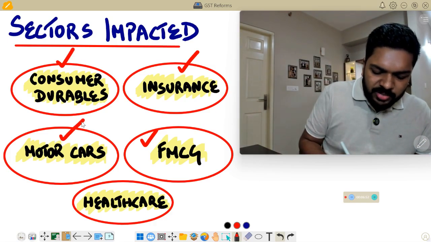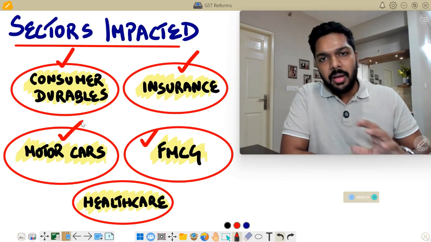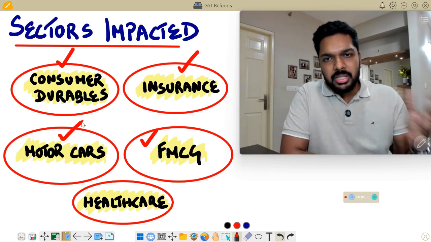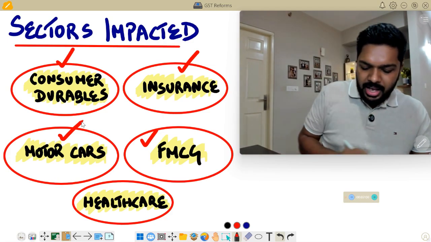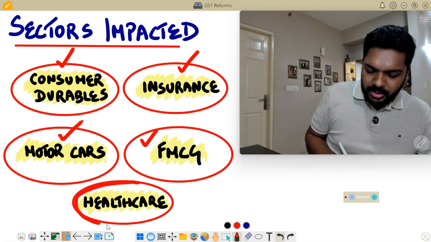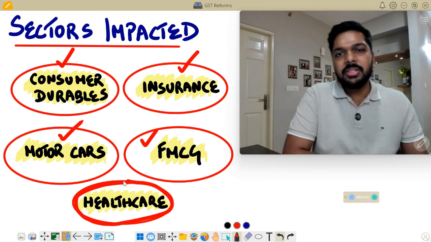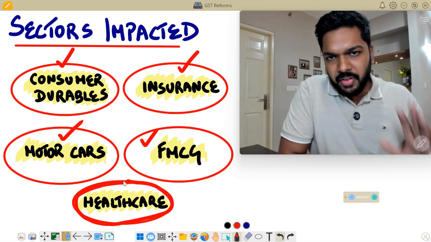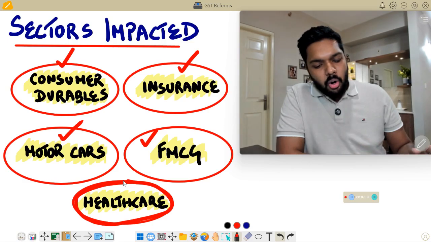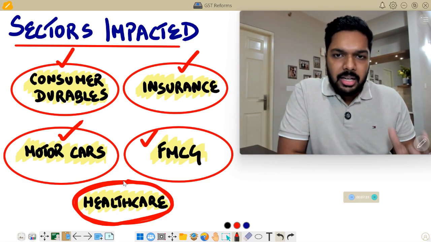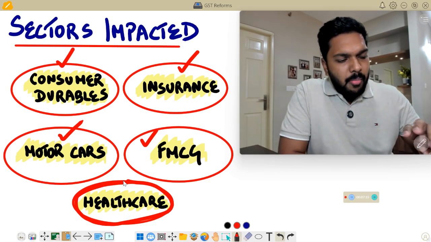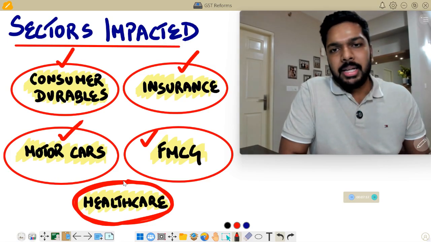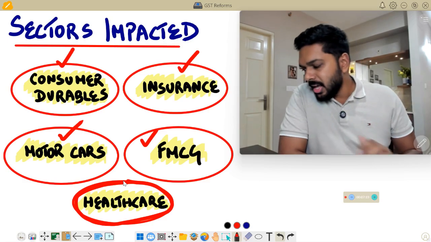Motor cars, especially small car manufacturers, will get a good boost because now instead of 28%, which is a high rate, it is now slashed to 18%. And finally, it is your healthcare, medicines, medical equipment, which will now see a GST rate of 5%. Overall, this is a great move by the government wherein GST reforms will come into the picture, more or less offsetting the impact caused by US tariffs.